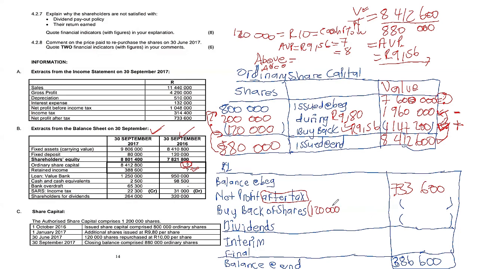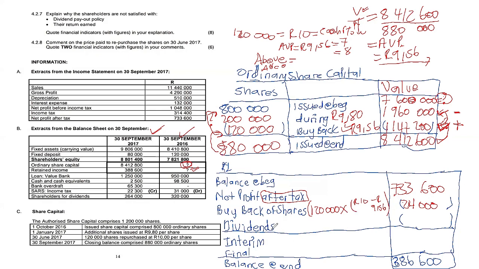So now your calculation here will be 120,000 multiplied by open brackets, 10 minus 9,56. So meaning your amount for buyback under ordinary share, under retained income, it's going to be 24,000. So on your retained income under buyback, the company will pay an amount of 24,000 for retained income.